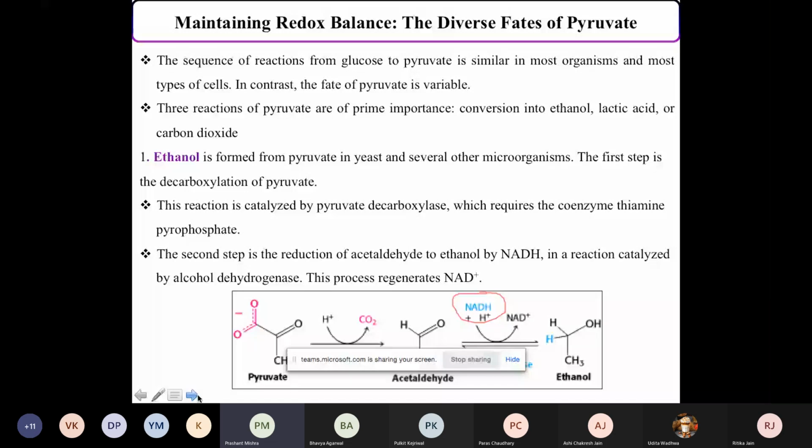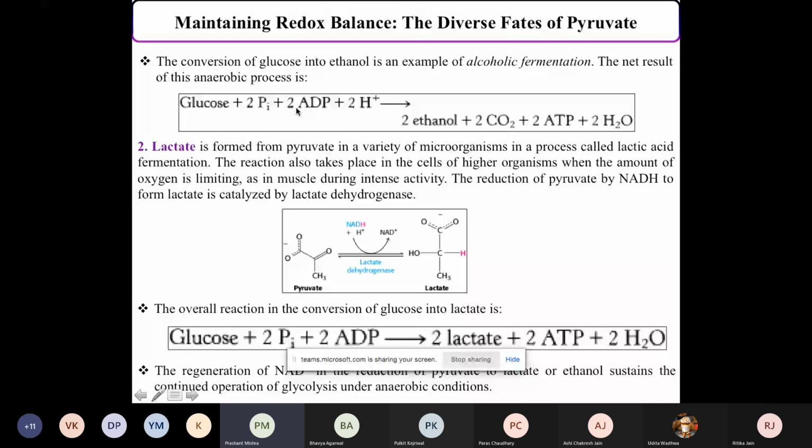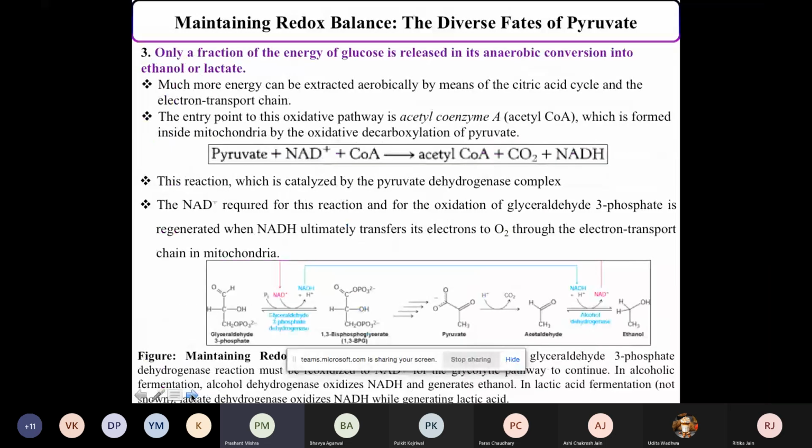The second process you have learned is that not only by formation of ethanol, you can also do the same kind of NAD plus regeneration by formation of lactate. So that is the second way by which you can regenerate NAD plus. This is basically maintaining the redox balance, and this redox balance is responsible for continuation of the glycolytic pathway. Now these two reactions happen under anaerobic conditions, when the cell has no oxygen or very little oxygen. Under those conditions, you have seen either ethanolic fermentation or lactic acid fermentation occurs.